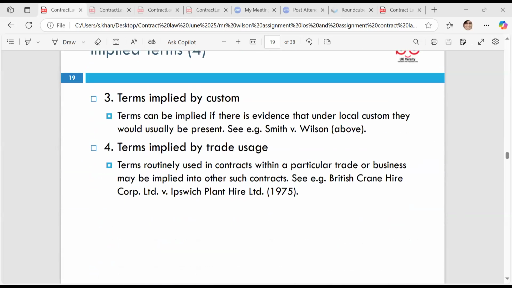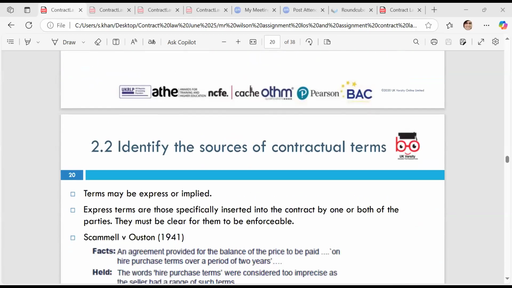Terms implied by custom and by usage are terms implied based on established practices, for example, a particular way of doing something. So it's evidence that it's local custom that it's implied by, and it's implied in a certain way that it's been used historically.